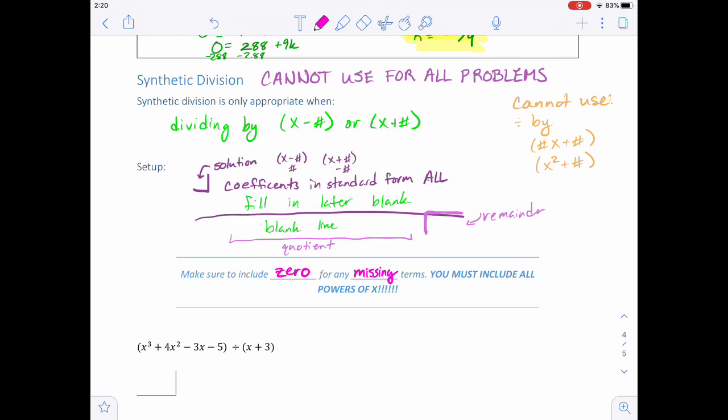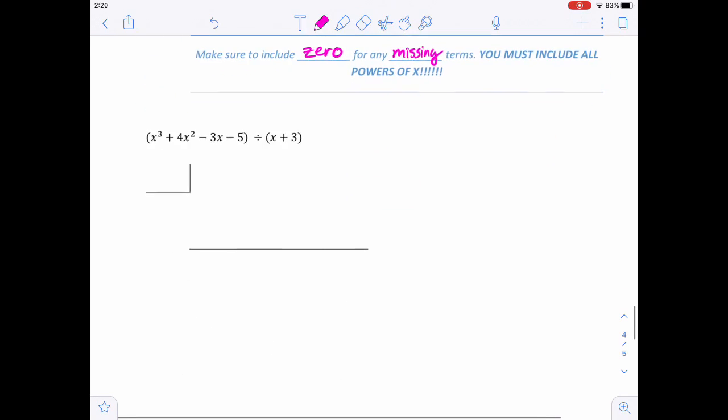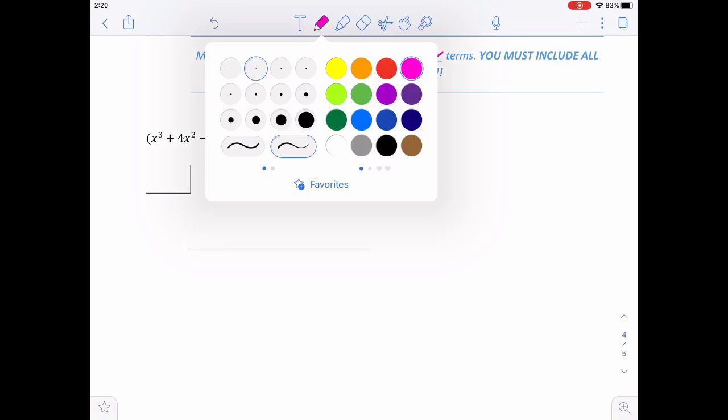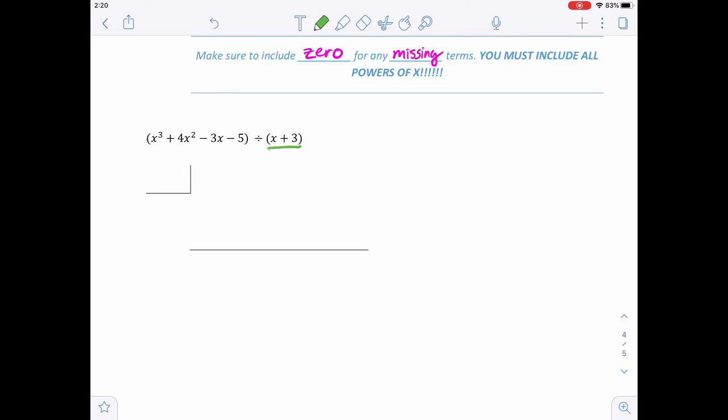So let's see it in action. Here we have a problem. We're doing x cubed plus 4x squared minus 3x minus 5 divided by x plus 3. So this goes in here, but we're looking for the solution, so we've got to change the sign. Instead of positive 3, we're going to put in negative 3 in our box.